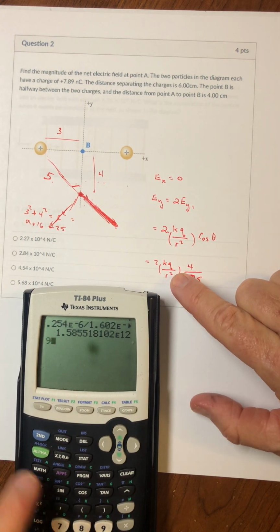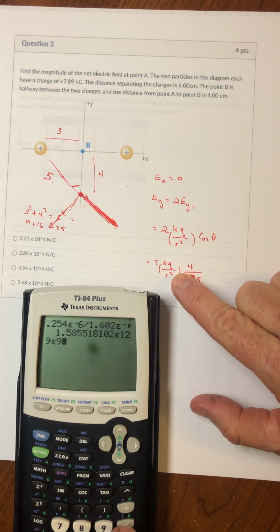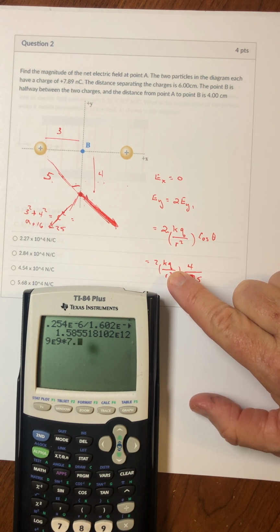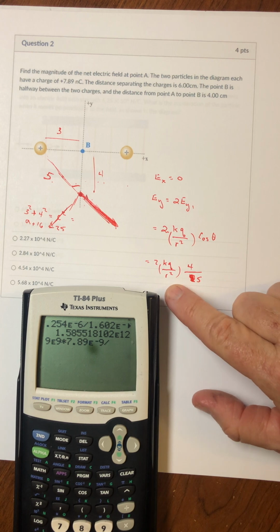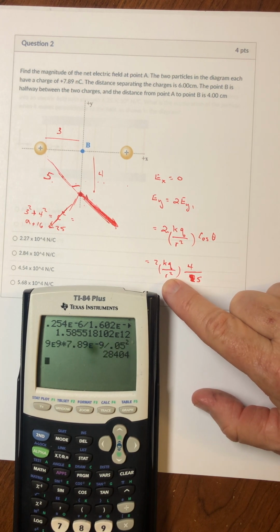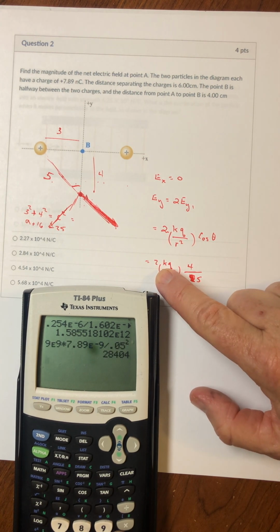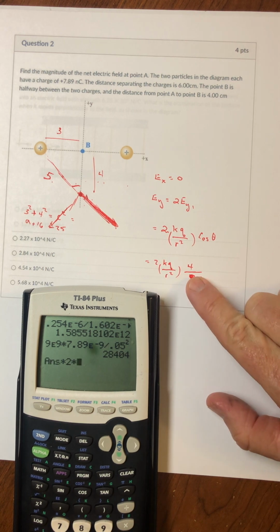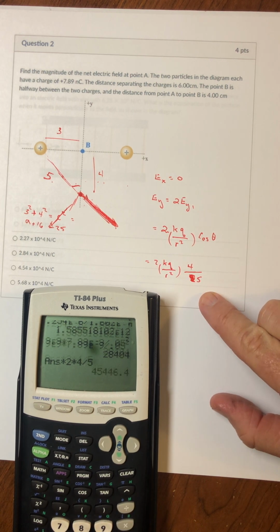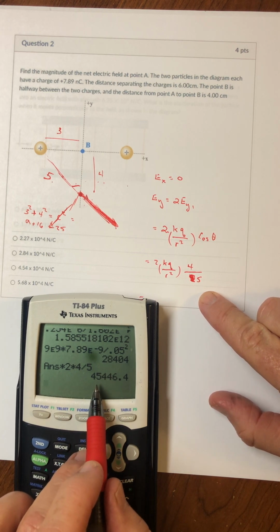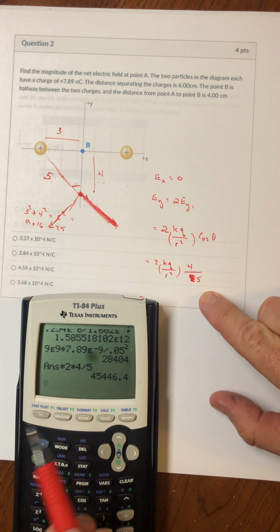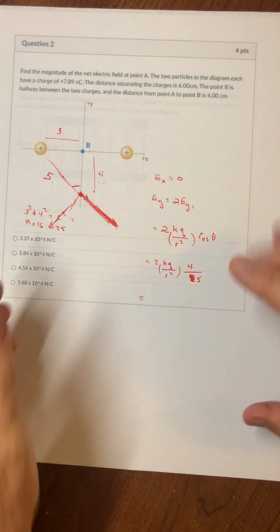All right, so 9 times 10 to the 9th times the charge, 7.89 nanocoulombs, divided by 0.05 squared. Then why don't I go the times 2, then the times 4, then the divide by 5. So 1, 2, 3, 4. So it looks like about 4.5 times 10 to the 4.